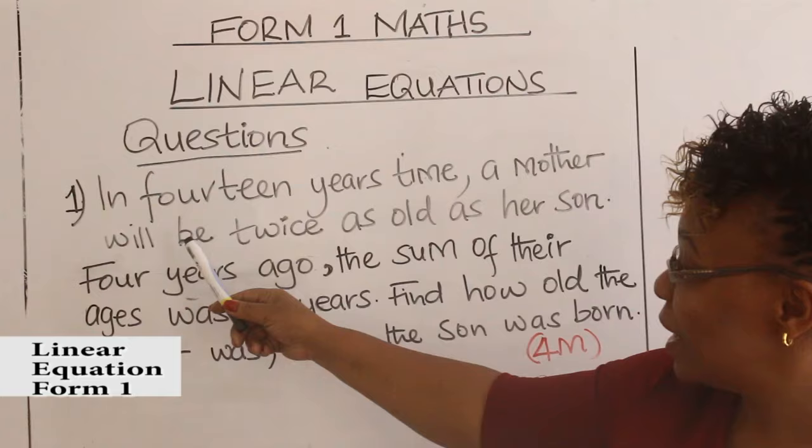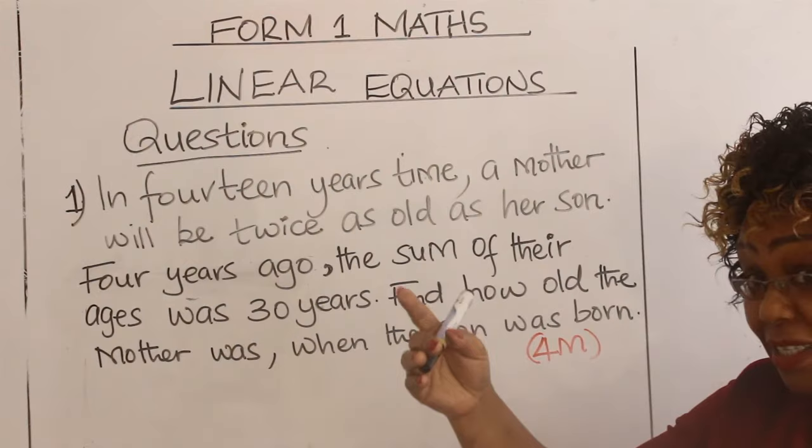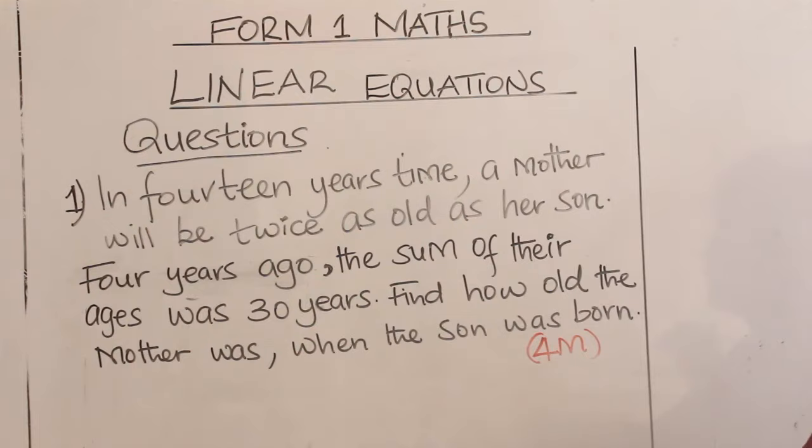In 14 years time, a mother will be twice as old as her son. That one is talking about the future. 4 years ago, we are now talking about the past, the sum of their ages was 30 years. Find how old the mother was when the son was born.